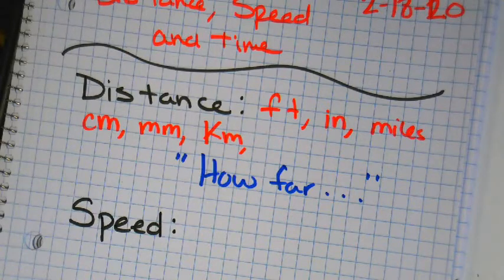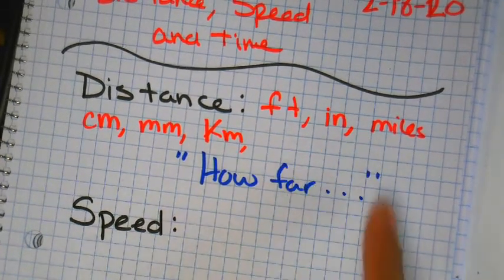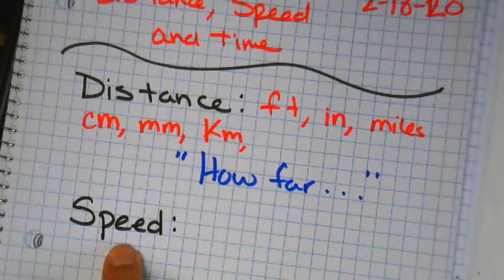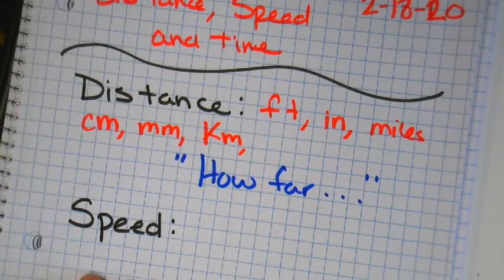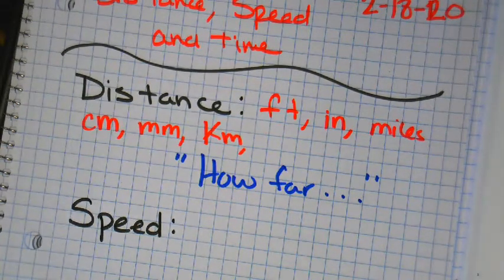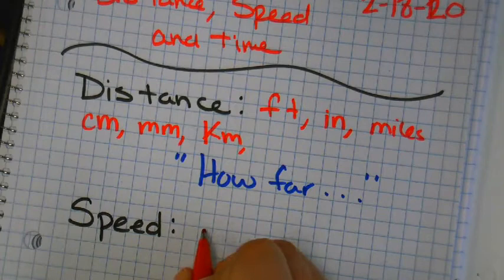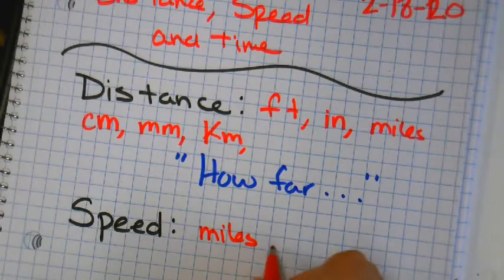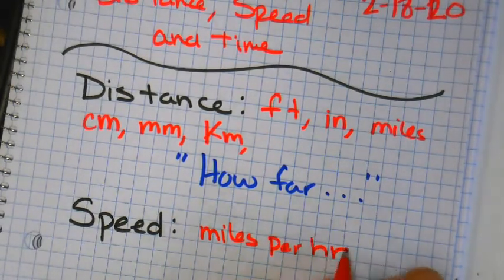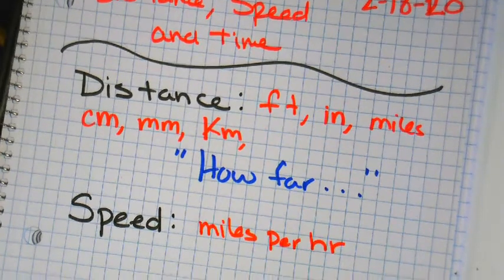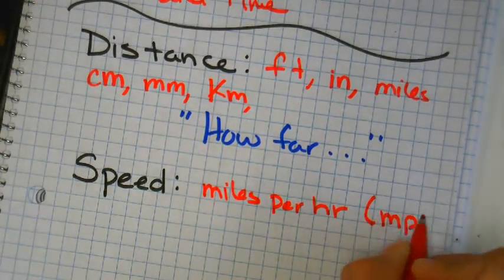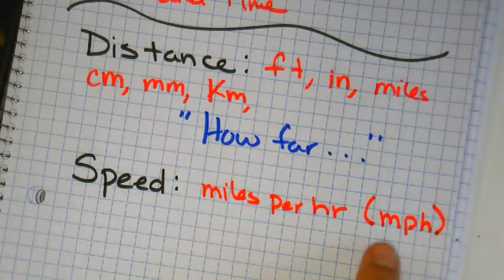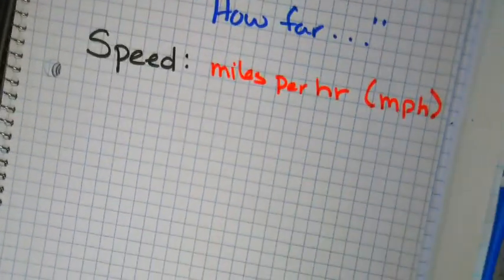Yes, there's so much more that we haven't added to our distance. You can add it to yours. Speed. How do I measure speed? How do they measure speed on the freeway? Miles per hour. Very good. So we're going to write that down. Miles per hour. Does anybody know how we abbreviate that? Yeah, MPH. So when you read MPH, it stands for miles per hour for the most part.